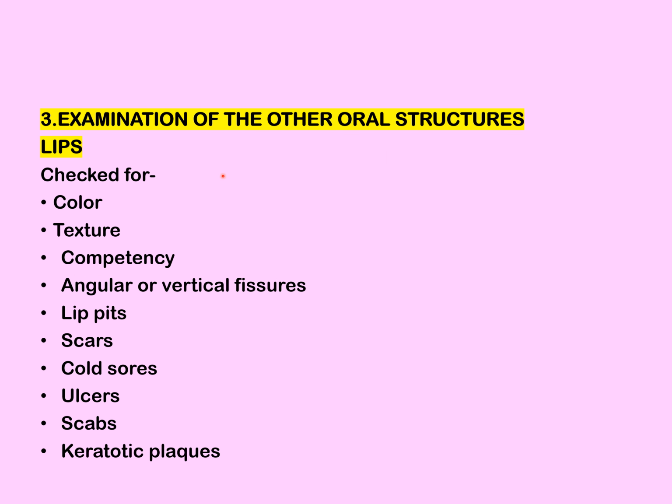Next, we examine the other oral structures. First, lips are checked for any change in color, texture, competency, and whether there is presence or absence of any angular or vertical fissures. We check for presence of lip pits, scars, cold sores, ulcers on the lips, scab formation, and keratotic plaque presence.